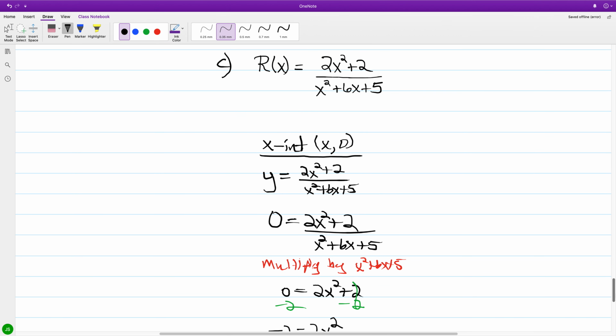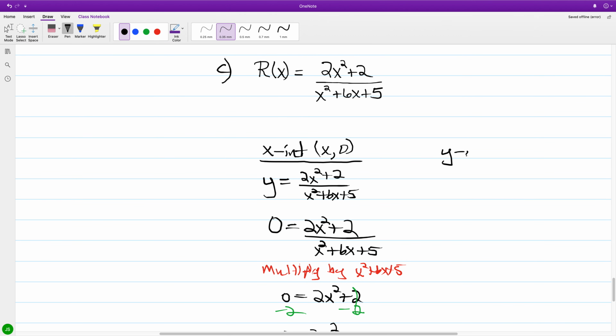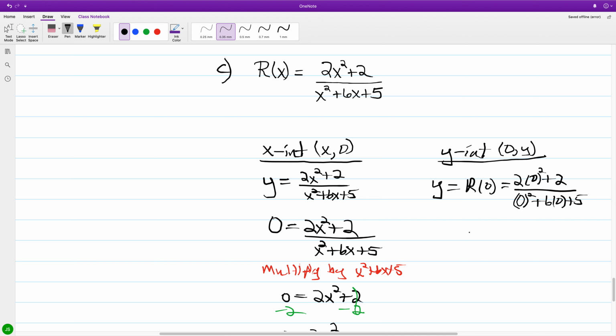Now, in the case of the y-intercept, we're looking at solving for y as x is set to 0. So y is equal to r of 0. If I set x to 0, I have 2 times 0 squared, which is 0, plus 2, leaving 2 in the numerator, and then all over 0 squared plus 6 times 0 plus 5. It follows that the missing y value will be 2/5. So the y-intercept will be located at 0, 2/5.